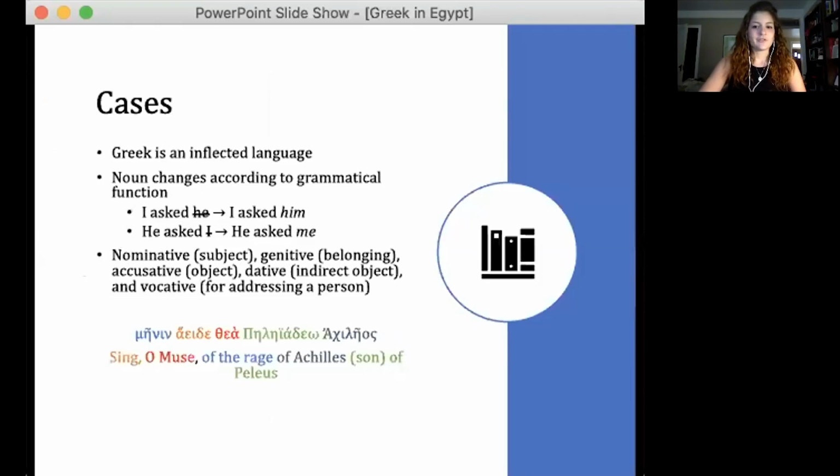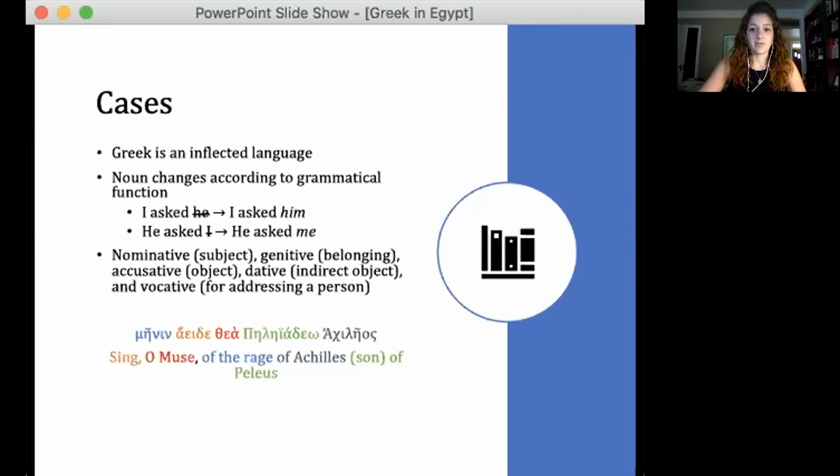A sidebar to talk about the important element of the Greek language, inflection. So Greek is an inflected language. That means that the form of a noun changes according to its grammatical function. English has largely lost this characteristic, but it lives on in the object form of certain pronouns. So, for example, you wouldn't say I asked he, but rather I asked him, because him is an object. In the same way, you wouldn't say him asked me or he asked I, because he and I change according to whether they're serving as an object or subject.